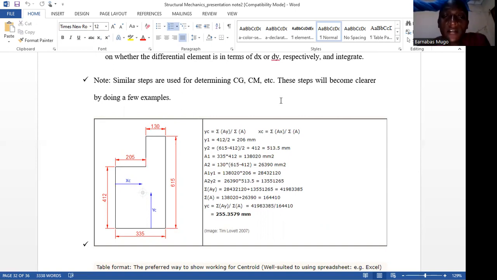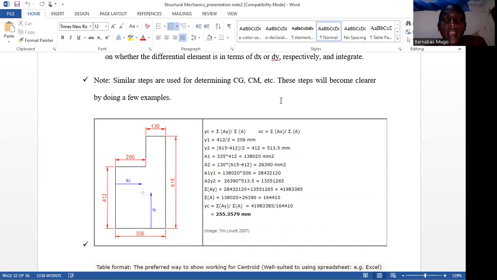So the first thing is that you need to subdivide it into two rectangles, the rectangle which is above and the rectangle which is below. That one you can be able to do. Then you need to determine YC and XC, so that we can come up with the ordinates that are required for us to be able to define the centroid of that figure.